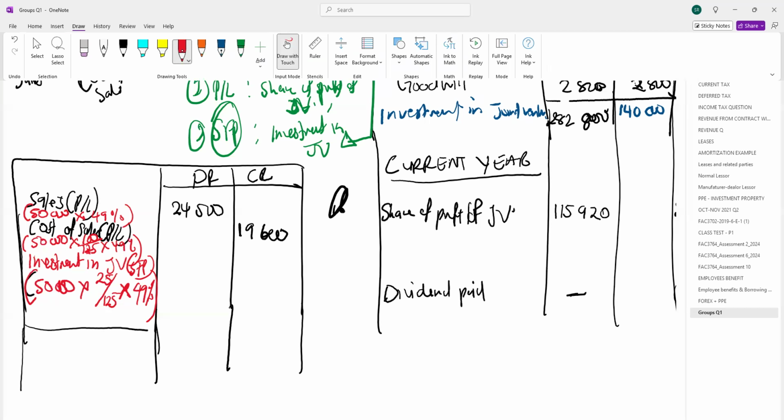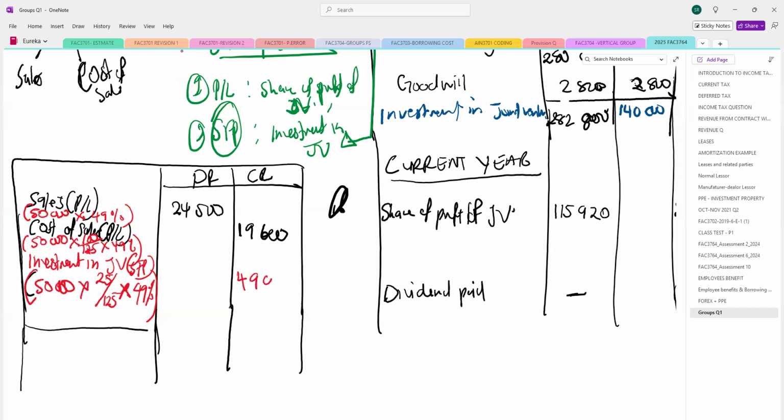Then the last one, which is the one that we are more interested in, the part that affects investment in joint venture. So it's 50,000 times 25 over 125 times 49%. That gives 4.9. Okay, so that's how you would have done that.